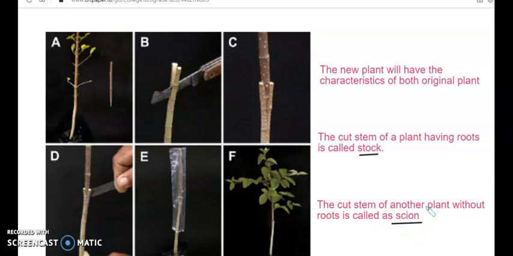So the mango tree, which I gave you the example, the mango tree with the roots and which will be bearing more number of fruits, large number of fruits, is called as the stock, and the mango tree cut stem, which will be grafted with the main tree and whose fruit will be sweet, is called as the scion. So this is how a grafting is done.